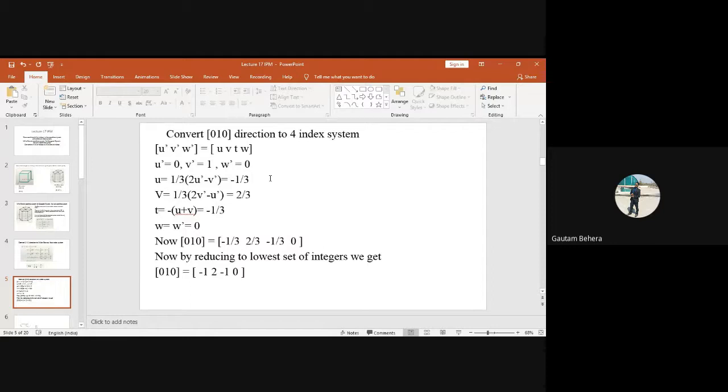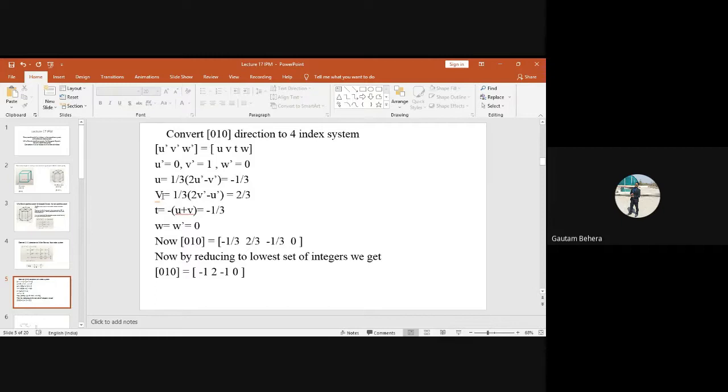Next is, now next question is convert this 0, 1, 0 direction to 4 index system. That means convert this Miller indices into Miller-Bravais indices. That is the question. So same concept we will use, right? U dash, V dash, W dash is equal to UV TW, right? So U dash is 0, V dash is 1, W dash is 0 again, right? We need to convert into UV TW. So again, we have to use the same formula, right? That is U is equal to this formula, and you finally end up with minus 1 by 3, right?